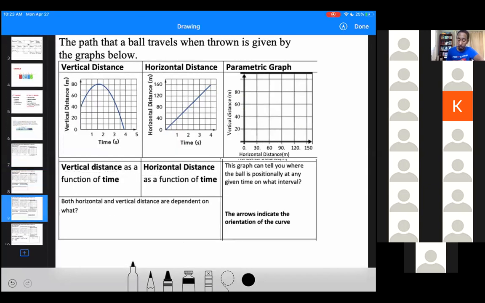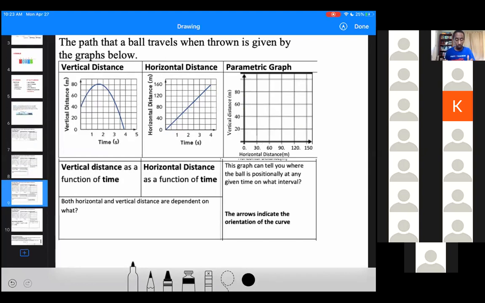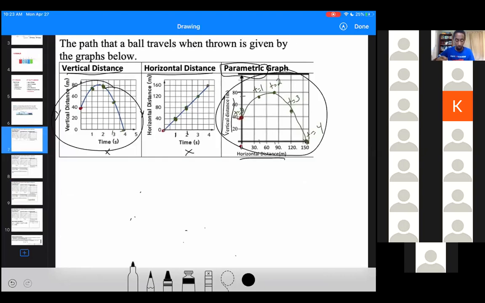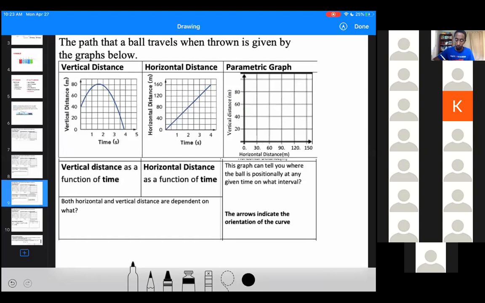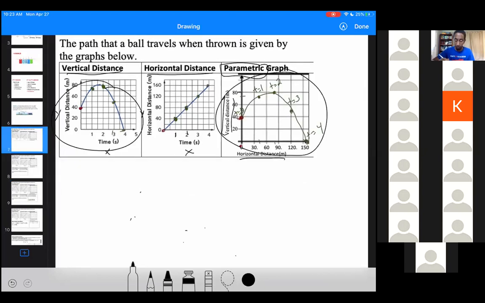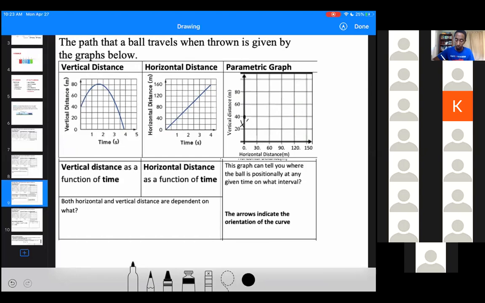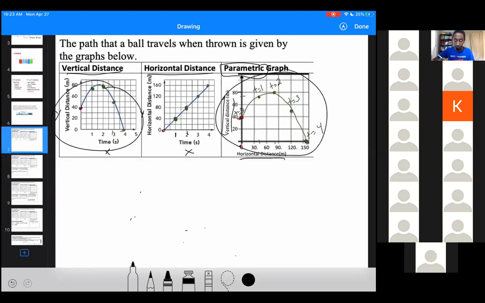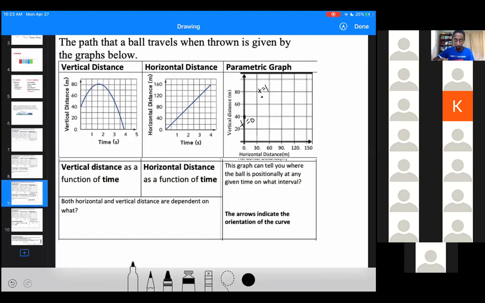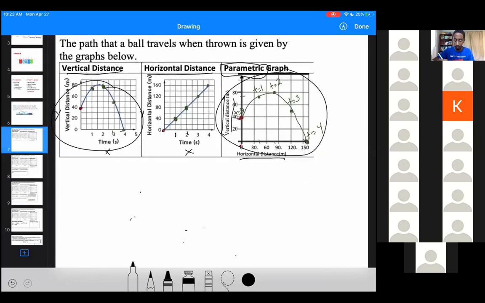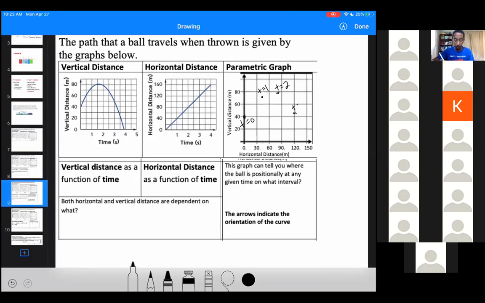In the parametric graph, I don't have a way to bring this back because the graph erases. Let me go back real quick. So there's a way to copy and paste this. T equals 0. I'm going to do a rough sketch of it, okay? T equals 0. T equals 1 was about here. T equals 2. T equals 3. T equals 4. So that's just a rough sketch, just so I can see these notes.